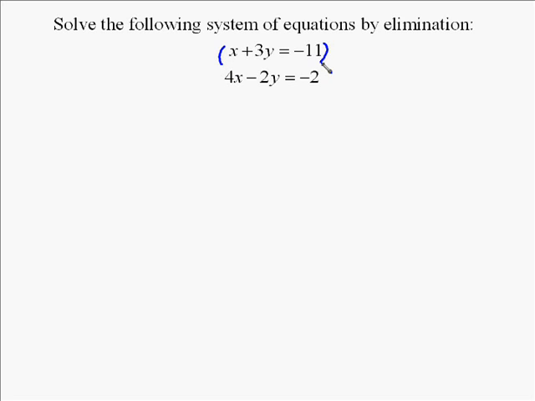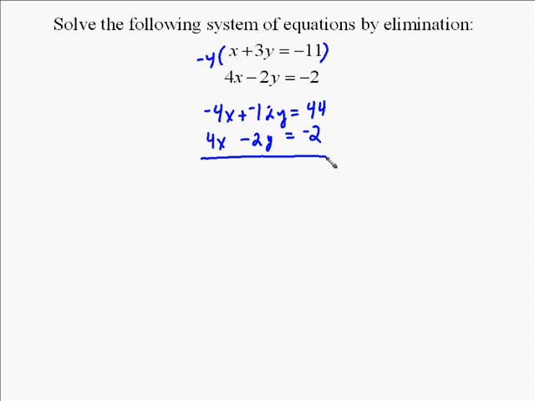The manipulating we're going to do is multiply the top by -4, because that gives us a -4x on the top. And remember, when you multiply by -4, you have to multiply everything by -4. So I had to multiply that 3y by -4 and the -11 by -4. The reason we multiplied by -4 is because now we have a -4x on the top but 4x on the bottom. So when we add these two together, the x's will be eliminated or go away.